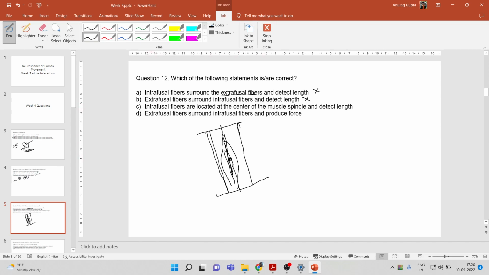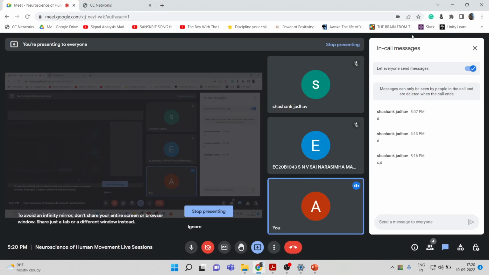Okay, getting back to this, intrafusal fibers are located at the center of the muscle spindle and detect length. This is correct. And extrafusal fibers surround the intrafusal fibers and produce force. This is also correct. So the answer is C and D. Yeah, I think Shashank got it right. Yeah, 100% correct, Shashank.